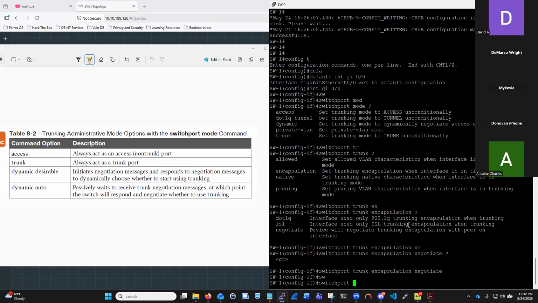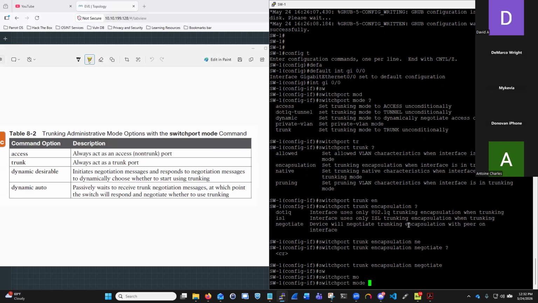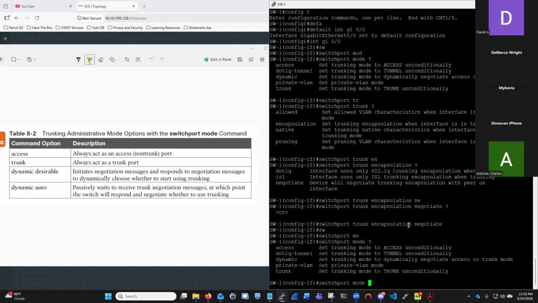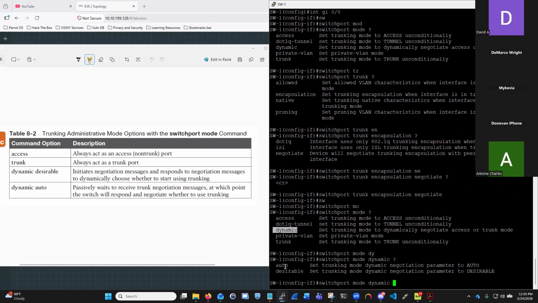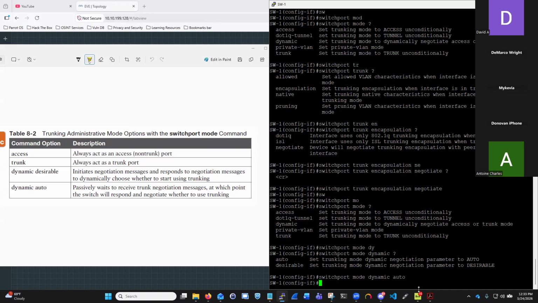We're going to do switchport mode dynamic, because we want it to negotiate. Now, our two options are auto or desirable. I'm going to set this side to auto, because I want to make a point here.